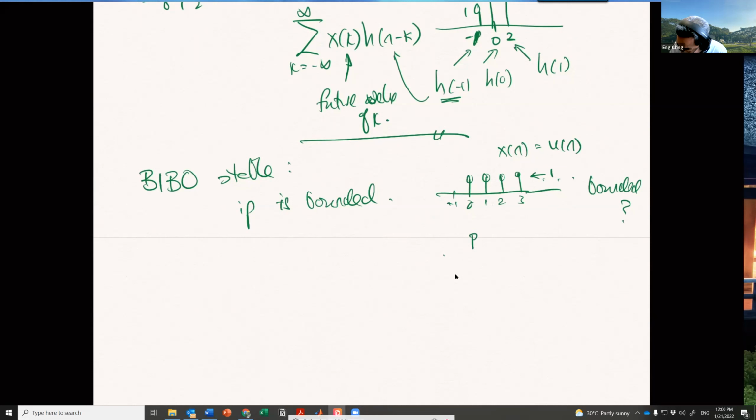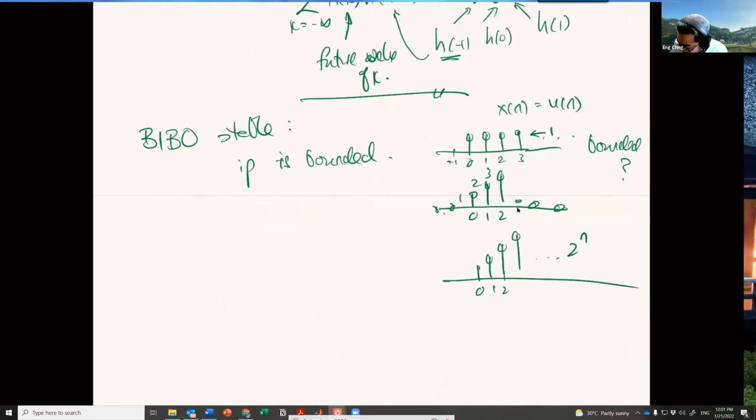What about this value, guys? So this was our h of n. It was 1, 2, and 3. Is this bounded? Yes, because h of n never exceeds 3. What about this guy? 2 to the power of n. So this is 1, this is 2, this is 4, this is 8, and so on. The sequence 2 to the power of n. Is this bounded? Of course not. So this is an unbounded sequence.